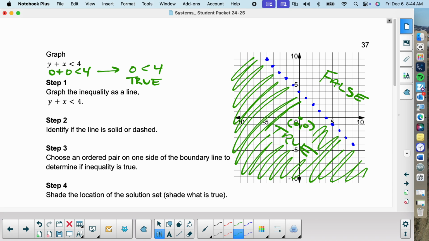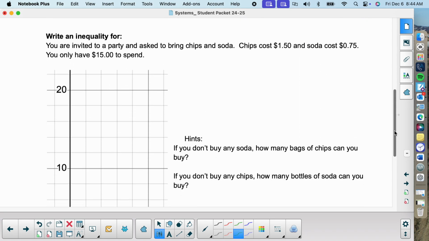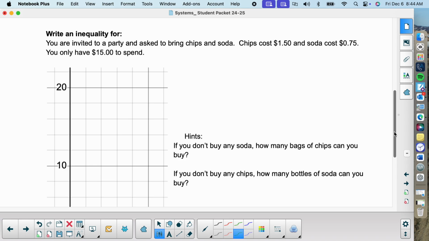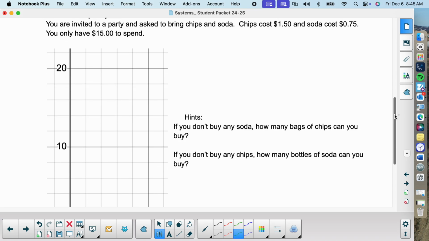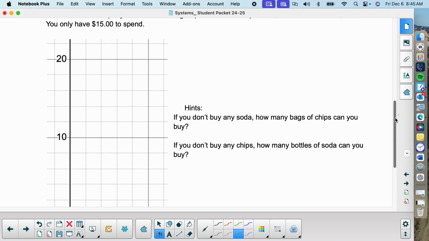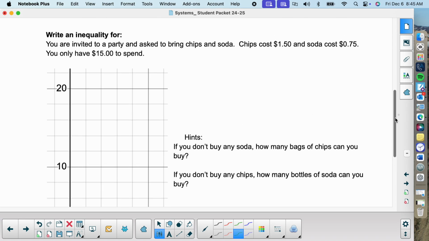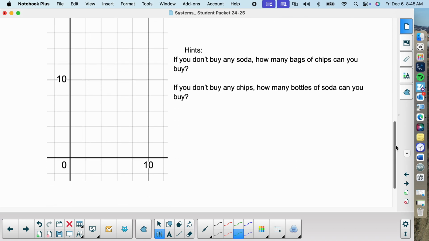Okay, bottom, word problem. It says you are invited to a party and asked to bring chips and soda. Chips cost $1.50, soda costs 75 cents. You only have $15 to spend. It says hints: if you don't buy any soda, how many bags of chips can you buy? If you don't buy any chips, how many bottles of soda can you buy? I don't think the graph is labeled, is it? At all? No.